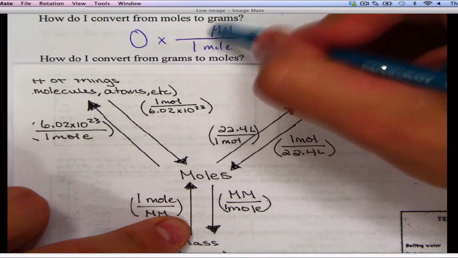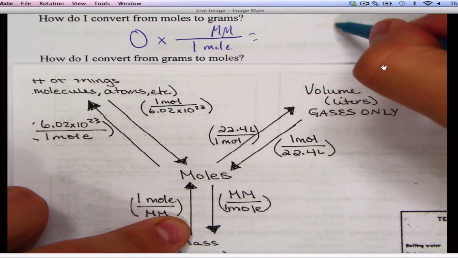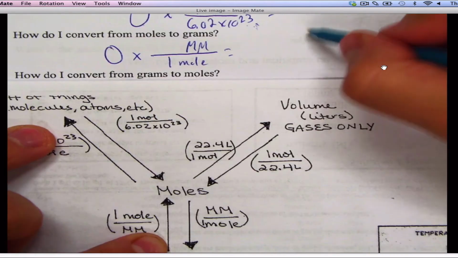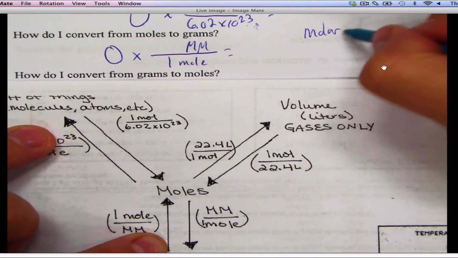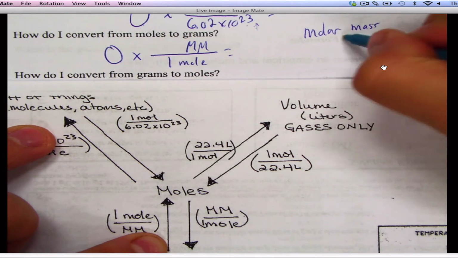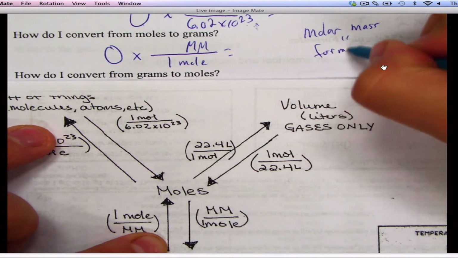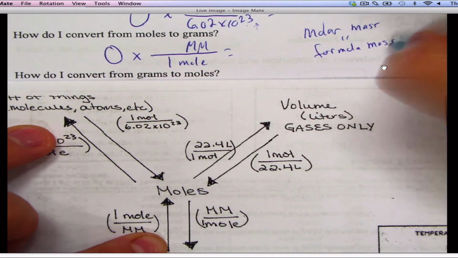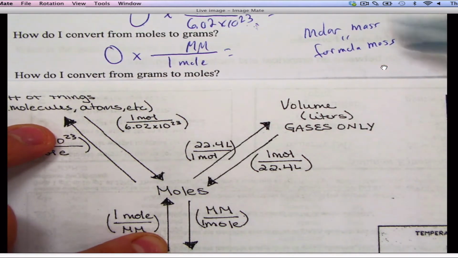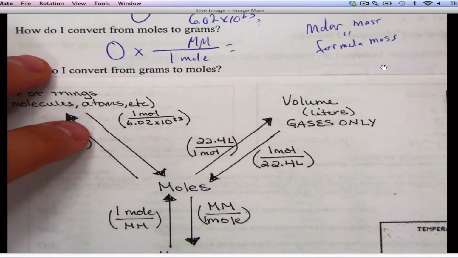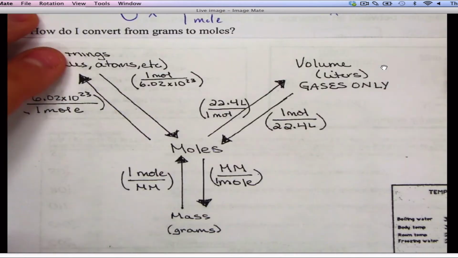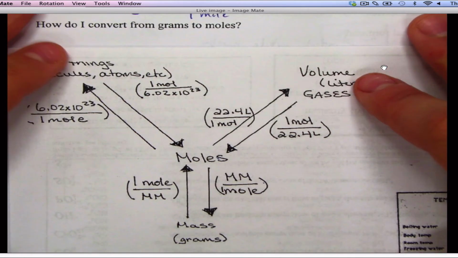So MM is molar mass, but just realize that molar mass and formula mass, at least when I talk about them in class, they mean the same thing. It's just the weight of the formula on the periodic table. Use the atomic weights, add them all up. That's just really how you do it. Okay? And then to go backwards on that, how do I convert from grams to moles?